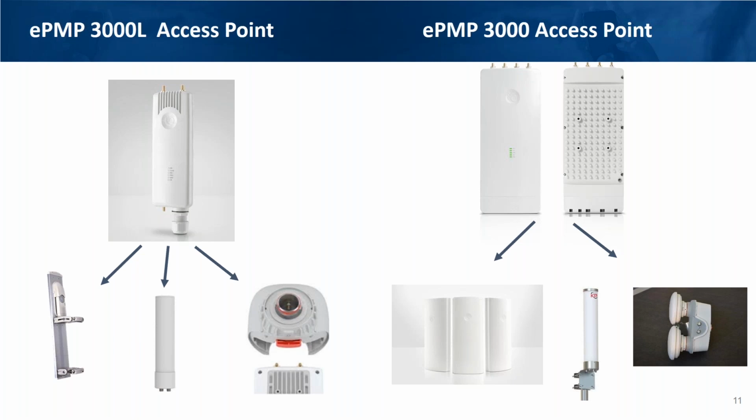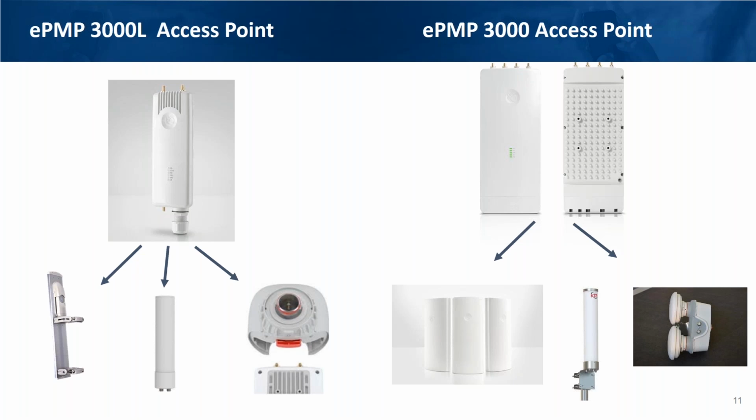For the 3000L, you have the traditional 90-degree sector. There are 2x2 omnis out there that are certainly readily available. And then you can also, using the SMA connectors on the top of that antenna, use an RF Elements twist port adapter to go to one of their horn antennas in a 2x2 configuration.